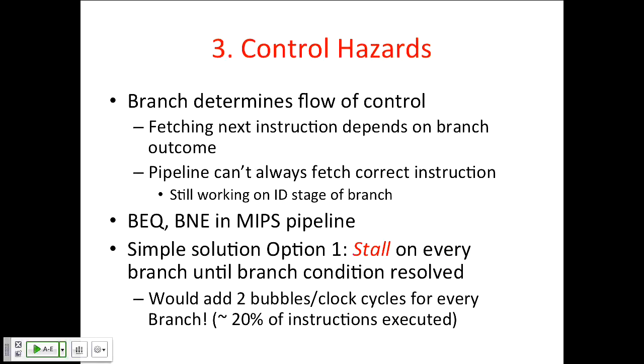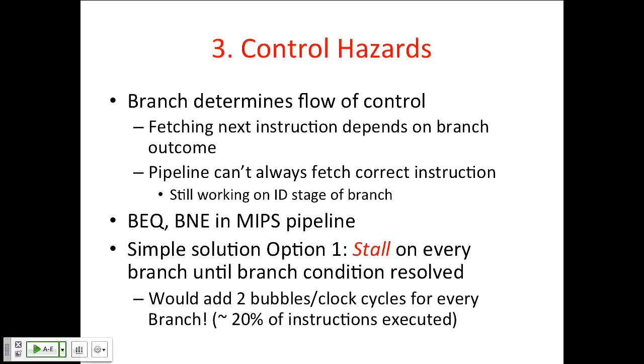Control hazards. So we left this one to last because this is the worst. The problem here is I have two instructions going down the pipeline. The first one tells me which instruction I should do next, right? So I want to do a branch. I don't know where to fetch from until I resolve the branch.